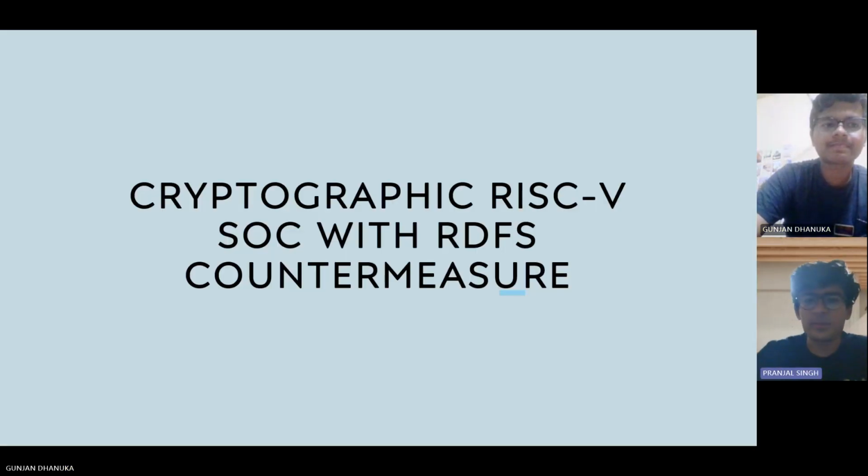So let's go to the cryptographic risk we associate with RDFS countermeasure paper. This paper presents a new countermeasure against side channel power attacks. Next slide.